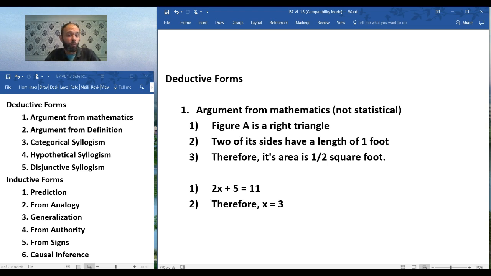Take an example from arithmetic. The premise here is 2x + 5 = 11. And the conclusion is, therefore, x = 3. If we solve for x here, the only possible answer is x = 3. So given that information in the premise and the rules of mathematics, we can know for certain that x = 3. It's the only open possibility. So this is going to be a deductive argument because it deals with certainty.